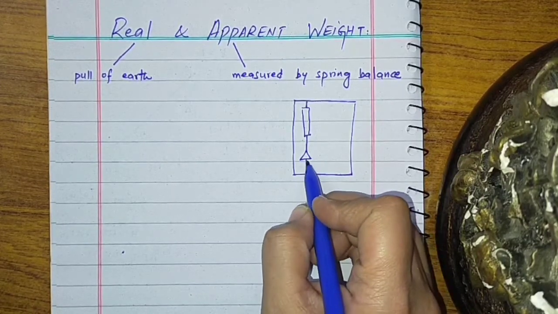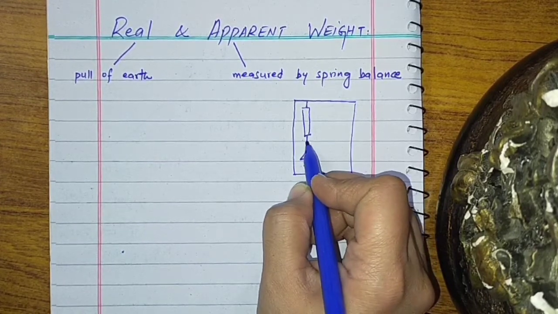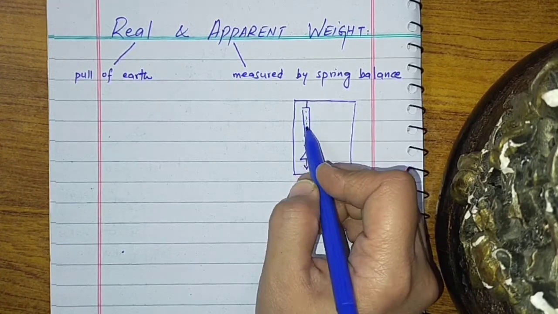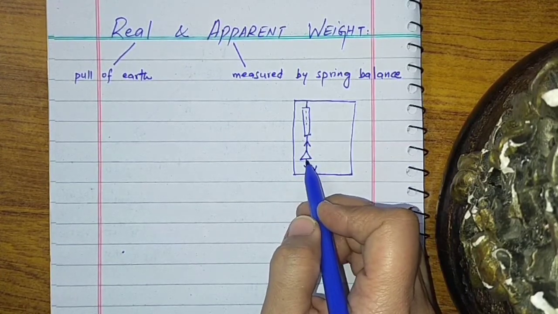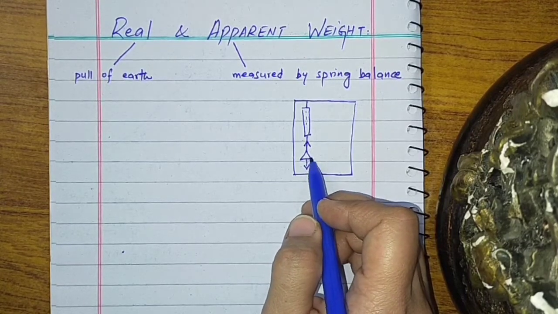Now the weight of the body will obviously be acting vertically downward, and there will be a tension in the string in the upward direction. And this spring balance will measure how much the weight of the body, the apparent weight, is. Now we have different conditions.